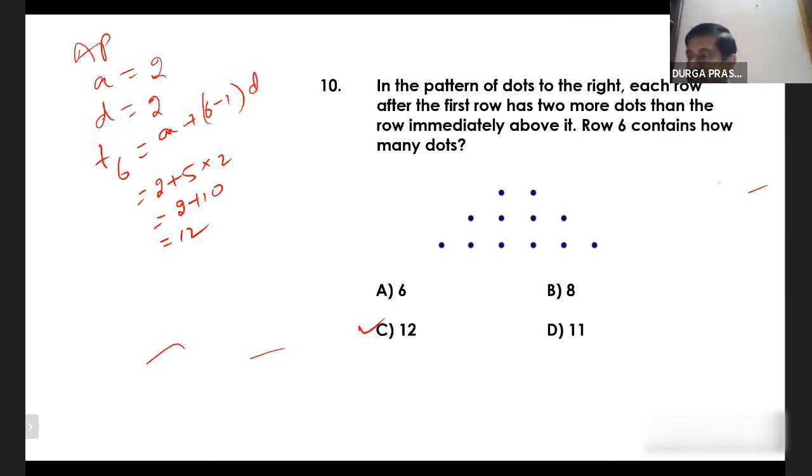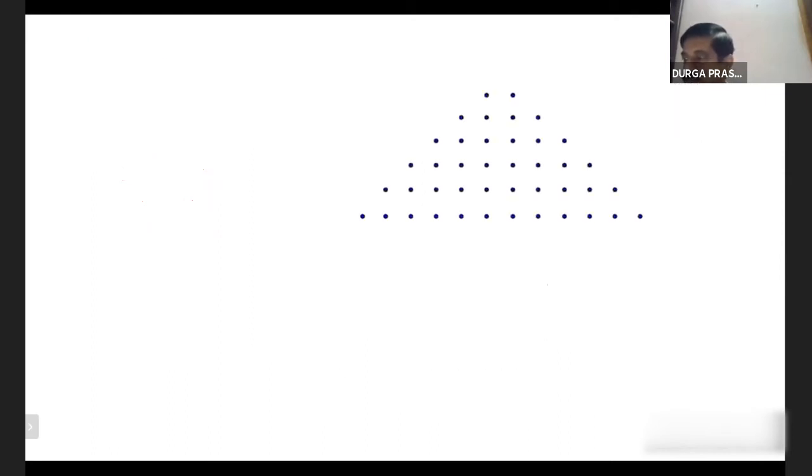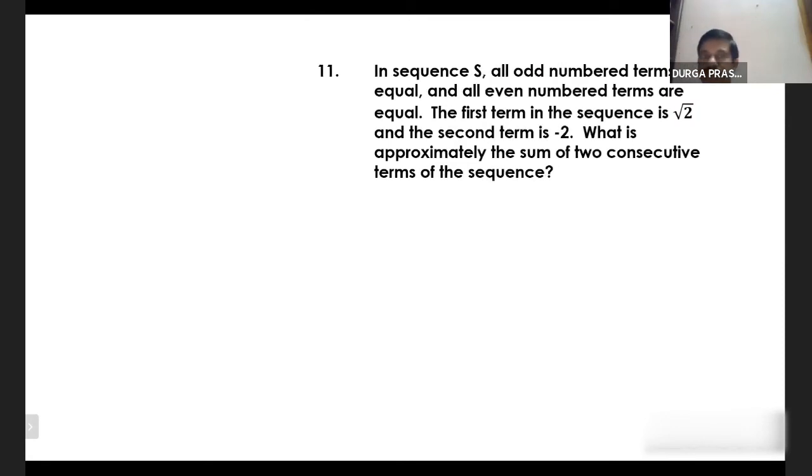Okay, let us go to the next question. In the sequence S, all odd number terms are equal. So T1 equal to T3 equal to T5 and so on. All odd number terms are equal, and all even number terms are equal again. So T2, T4, T6 and so on.